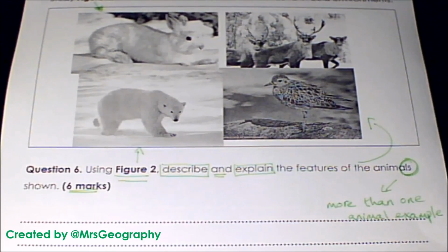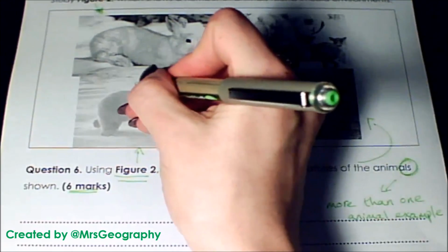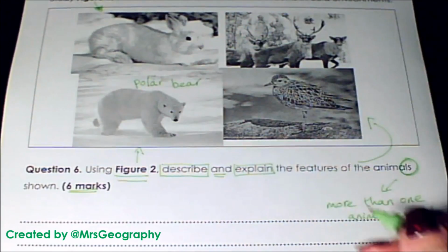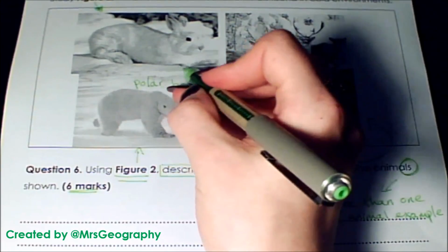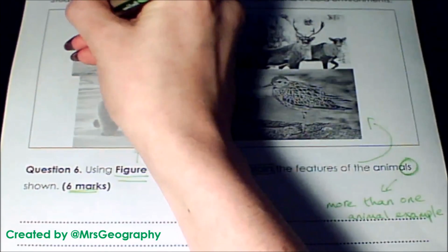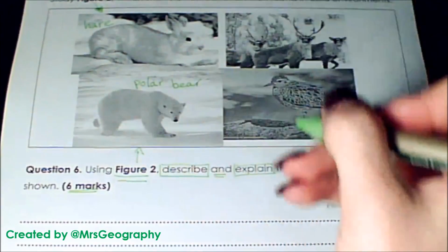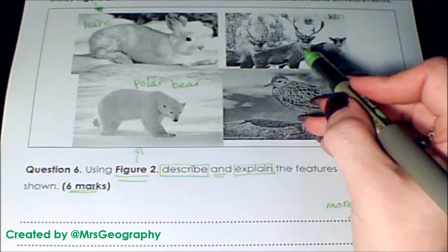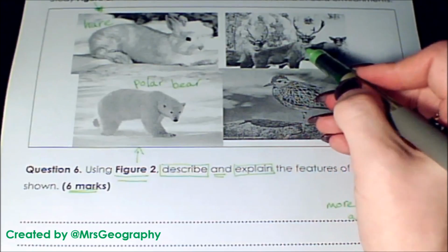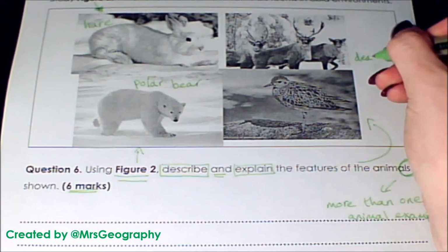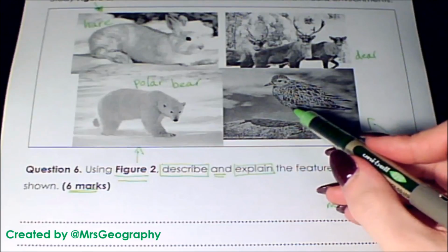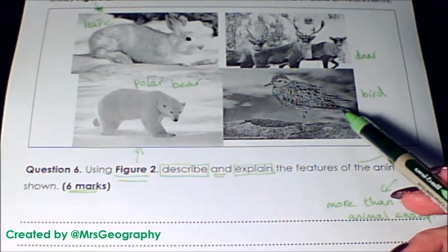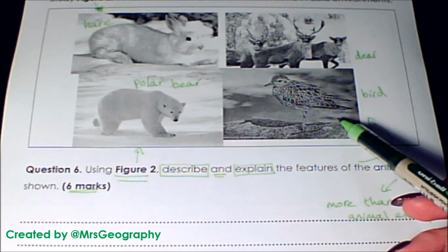So we could refer to this one, hopefully everyone knows what it is, but just in case, it is a polar bear. We know that this is some type of rabbit. So if we call this maybe a hare, just to be on the safe side. This to me looks like some kind of deer or some kind of antelope. So maybe a deer. And obviously this is a bird of some kind, so we can just refer to this as a bird. So it doesn't necessarily mean you have to know exactly what the animal's name is.